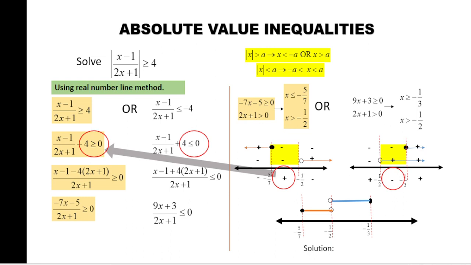Alright, so what will be the solution? The solution of x is between, do you see? Union means the combination of all this. So the union of negative 5 over 7 and negative half, with negative half and negative 1/3. Alright, so this is the solution and the shaded region for the given example.